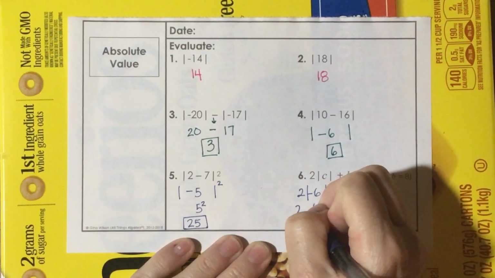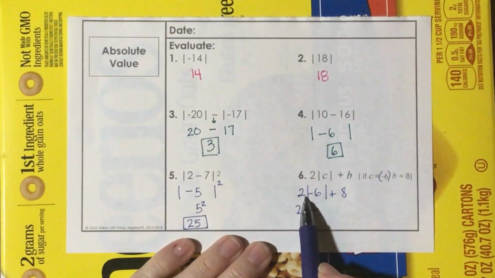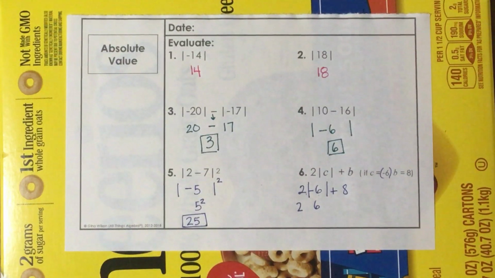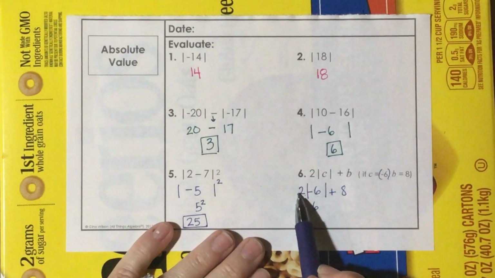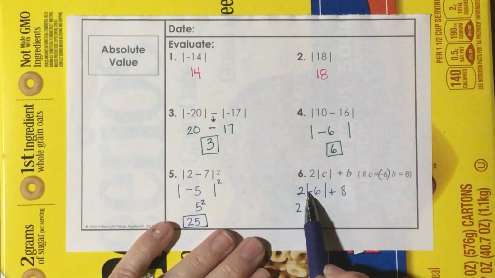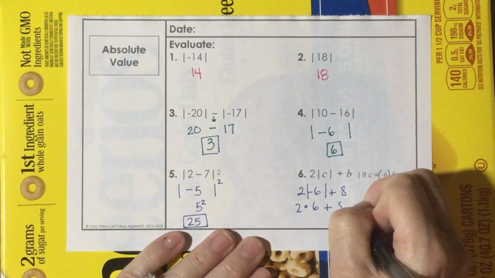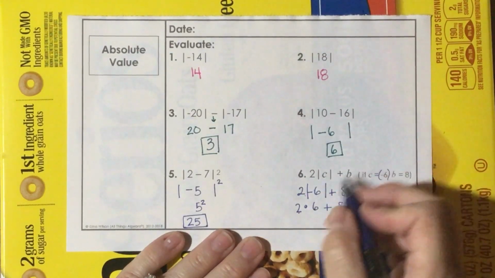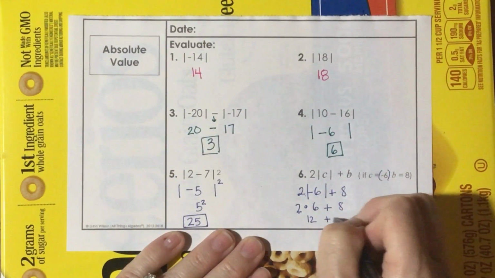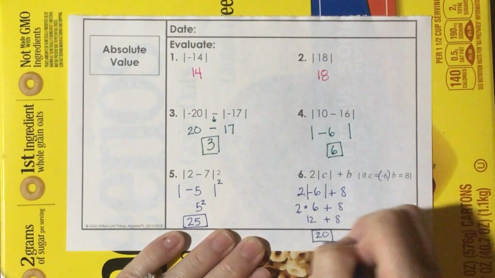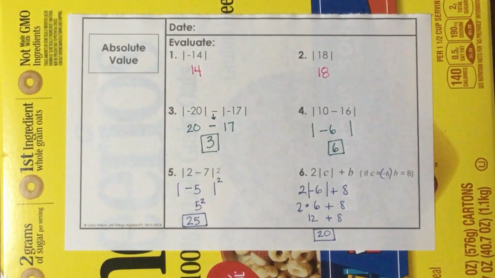So I have a 2 here, but we have to put an operation between. Remember, multiplication is whenever you don't see the operation, there's a parenthesis or there's a dot. So this was 2 times the absolute value. So this is still going to be a multiplication here, plus 8. And then 2 times 6 is 12 plus 8, and 12 plus 8 is 20. All right, that was a quick one.